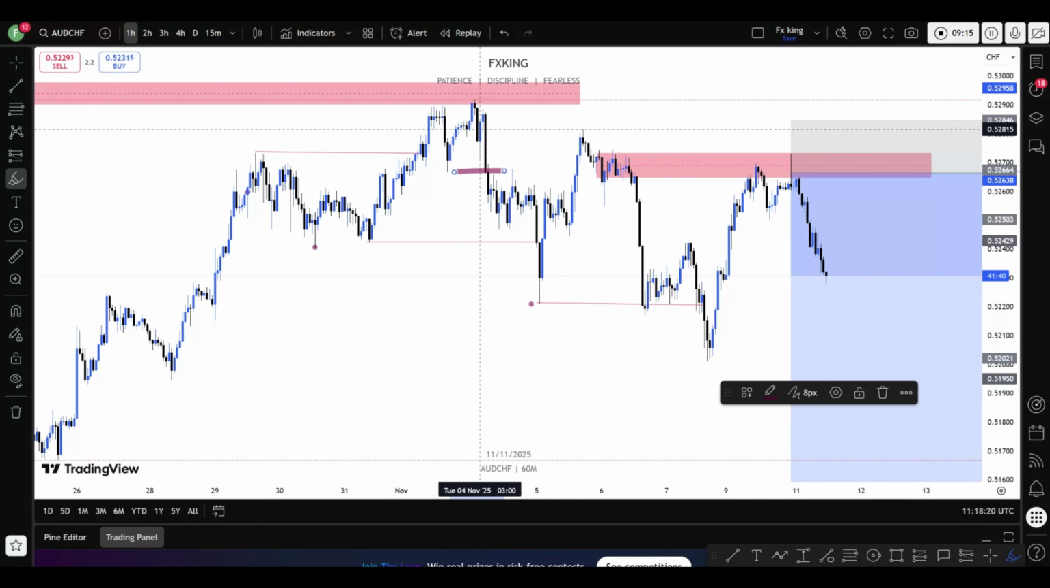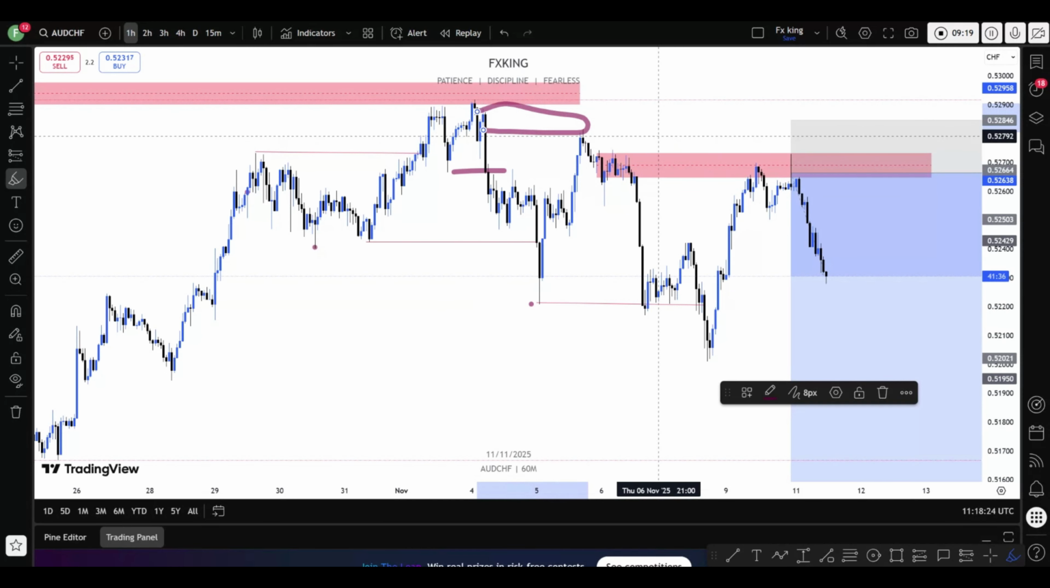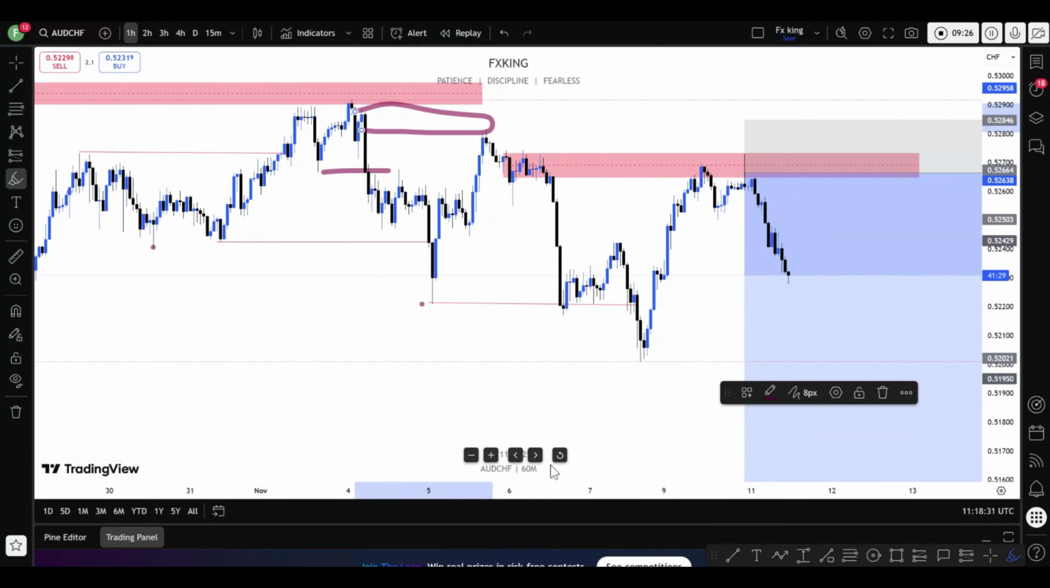This is where I told you that we missed our first sell from. This was where our first sell was supposed to be, but nevertheless, we missed that, and there's no need for us to cry over spilled milk. So what we are looking for now is for this market to continue to the downside.